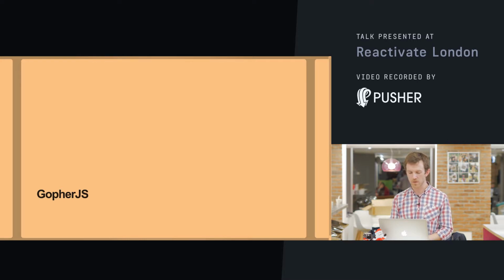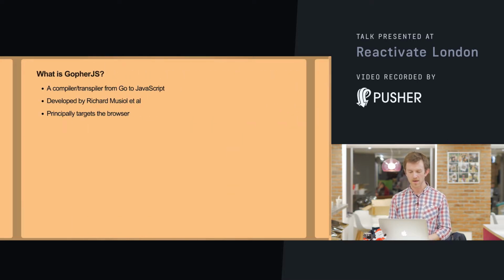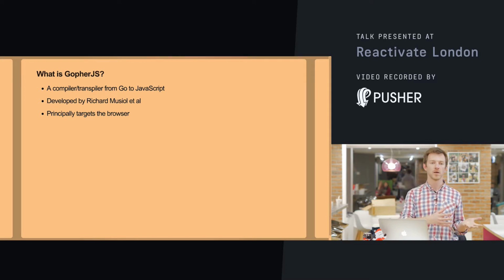You can sort of tell where the name has come from here. It's an outstanding piece of work by Ricard Musiol and the Gopher.js team. And it is a compiler / transpiler, if you want to get pedantic about definitions, that takes your Go code and spits out JavaScript, with the principal target being the browser.